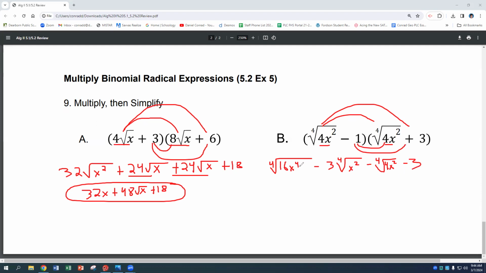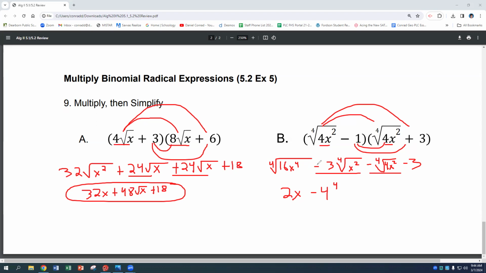Okay, the 4th root of 16x to the 4th is going to be 2x, right? 4th root of 16 is 2. 4th root of x to the 4th is x. Minus, I can combine these. Minus 3 minus 1 is going to be minus 4. 4th root.